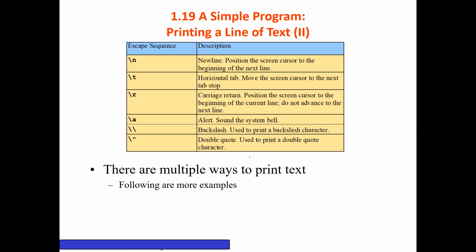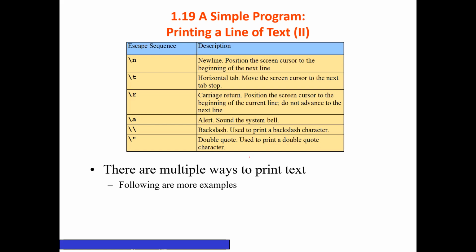Then a double backslash is used to print a backslash. If you want to cancel the special activity of backslash, you can use one more backslash. So that means cout within quotes with a double backslash will print a backslash, one backslash.